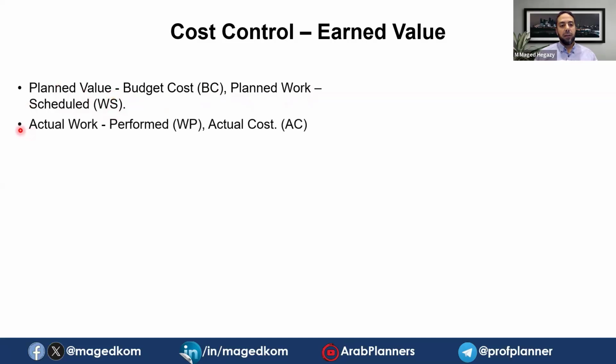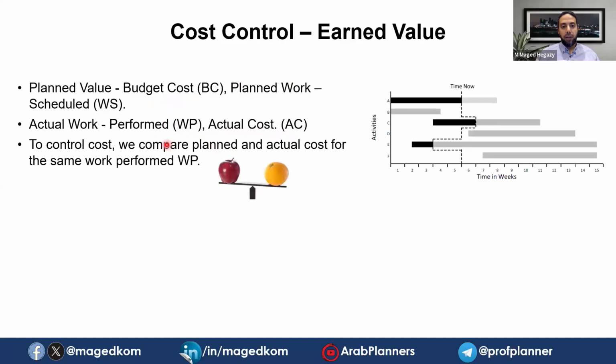And in practice, while we are actually executing the work, the actual work executed will be different from the planned work. And this is called work performed. And for this work we spent actual cost. So we have here the cost spent to do this work, which would be different also from the budget cost. So as we executed different work with different cost, we need to compare apples to apples. We cannot compare this cost with the budget directly because it's related to different work.